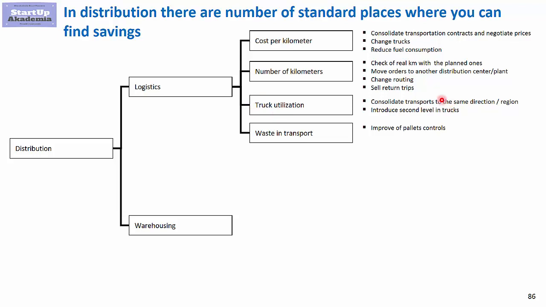Next way to increase the savings is to improve the truck utilization. And usually what you could do here is consolidate transport to the same direction region or use a different model, as we showed usually in the model where you have milk runs, you have a lower number of kilometers. And you can also introduce the second level in trucks, so the truck can have more stock inside.